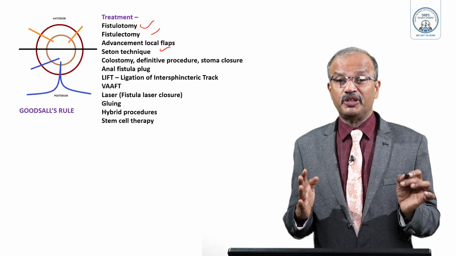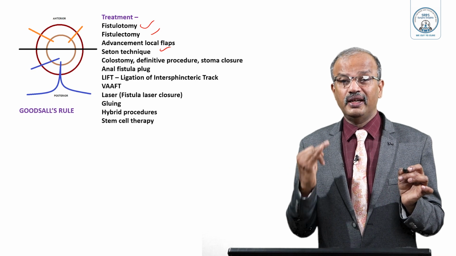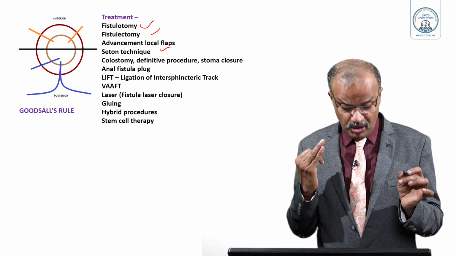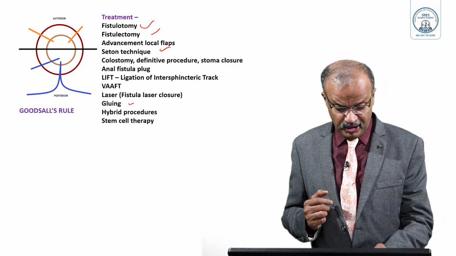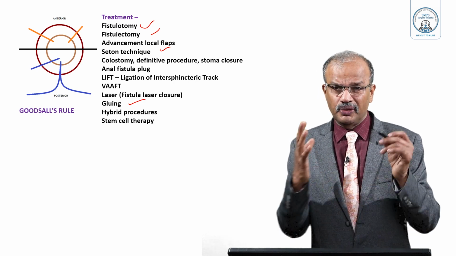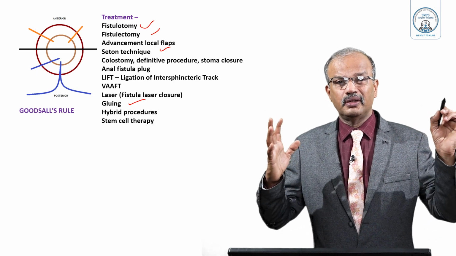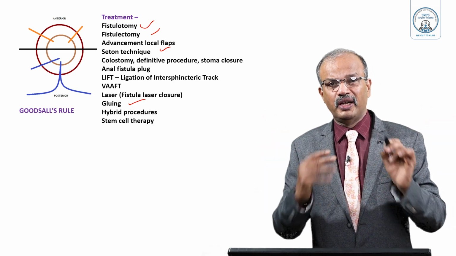Prevention of recurrence and maintaining the sphincter complex tone are very important. There should not be incontinence, and recurrence chances should be avoided as much as possible. Gluing is another option, but the recurrence rate is high. Hybrid means you combine many: do a fistulotomy, laser, internal opening closure, then another procedure or plugging, whatever it is.